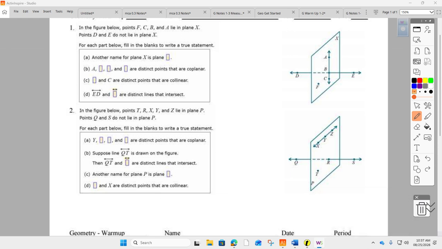Okay, that's our 30 seconds. So we're going to go over them together, and then we're going to pass them up. I am going to give you a grade. So let's look at number 1. Make it a little bigger.